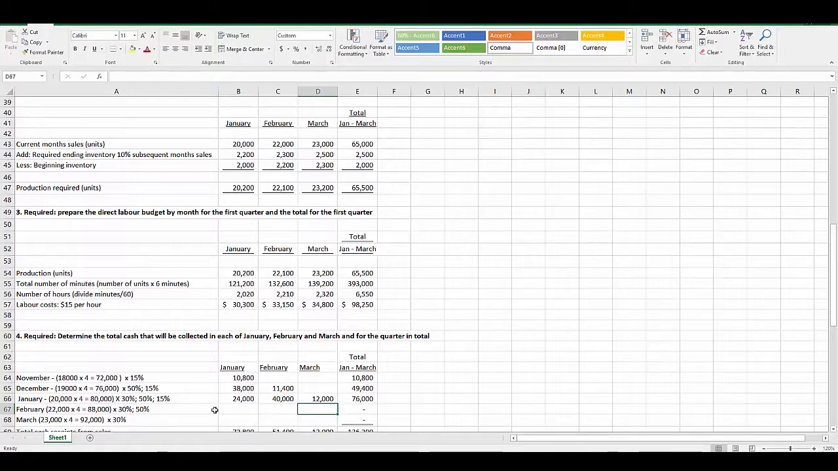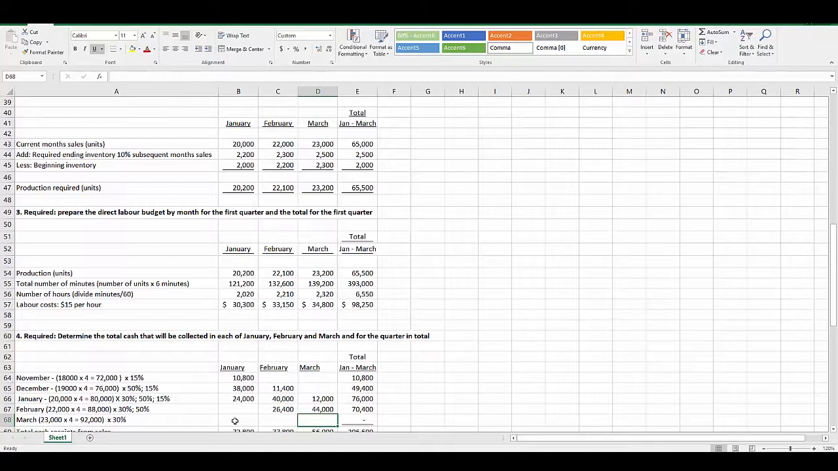So now we have January sales accounted for. So now we want to move along to February. So February, you sold 22,000 units, $4 a unit, 88,000. 30% you're going to collect in February. So it's going to be equal to 88,000 times 0.3, so 26,400. Then in March, you're going to collect 50% of your 88,000. So that's going to give you 44,000.